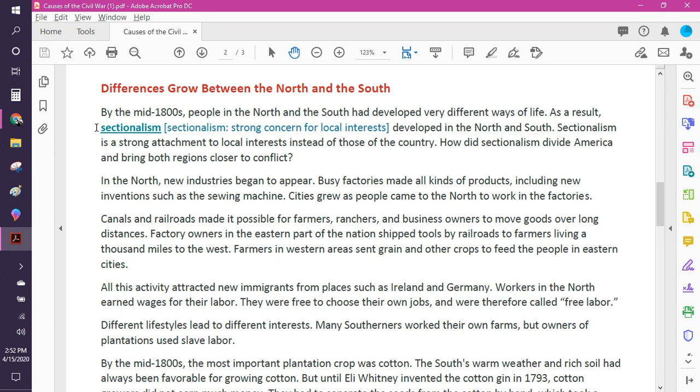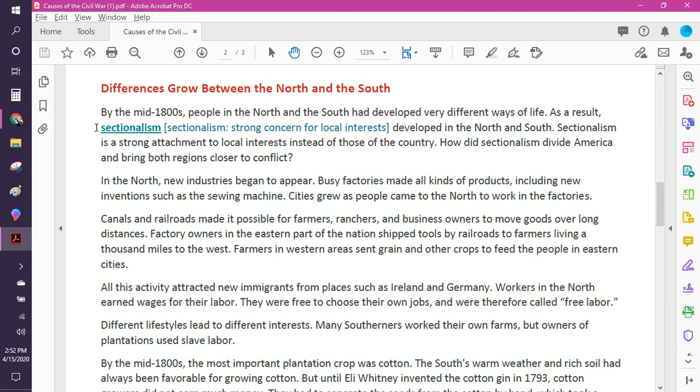So let's read about some of those discrepancies. In the North, new industries began to appear. Busy factories made all kinds of products, including new inventions such as the sewing machine. Cities grew as people came to the North to work in the factories.